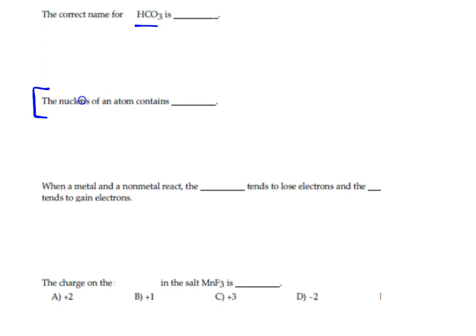Okay, this one you learned in 3rd grade. The nucleus of an atom contains 2 things. Can you tell your lab partner? We're not talking about cells either.